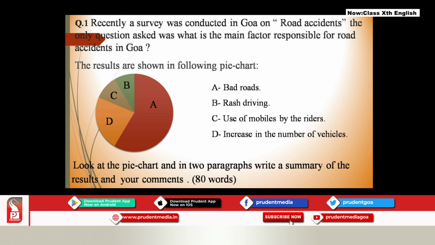Let us see how we can beautifully write this paragraph. What are you asked to do? You are asked to look at the pie chart and the result A, B, C, D. And in 2 paragraphs, you must write a summary of the results. So paragraph 1 is your summary, paragraph 2 your comment. Your word limit is 80 words, marks 3.